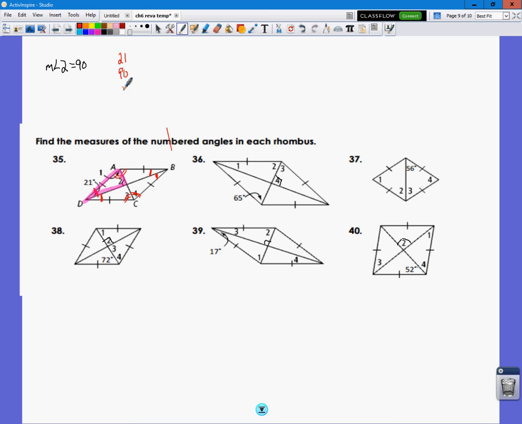I am going to take my 90 and my 21, add them together. That's 111. I'm going to subtract that from 180 degrees, and it is going to give me 69. Which means angle 1, angle 3, and angle 4 are all 69 degrees.